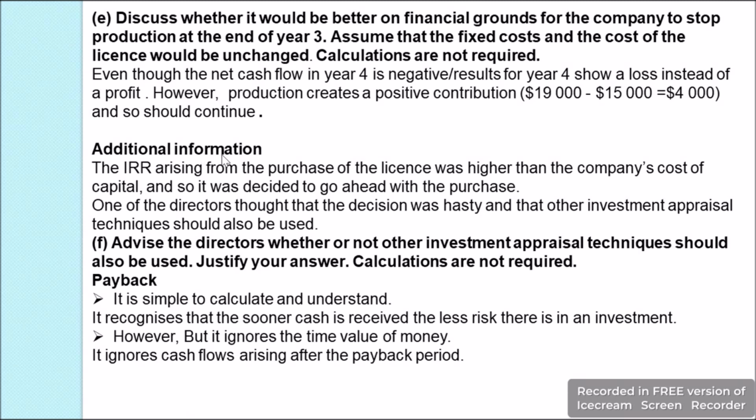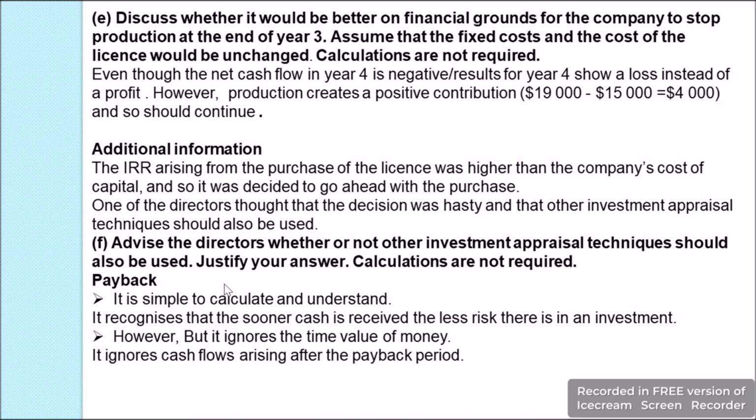Furthermore, additional information is given. The IRR arising from the purchase of the license was higher than the company's cost of capital, and so it was decided to go ahead with the purchase. One of the directors thought that the decision was hasty and that other investment appraisal techniques should be used. In part (f) of the question, we are asked to advise the directors whether or not other investment appraisal techniques should be used, and we have to justify our answer, and here we don't require any calculations.